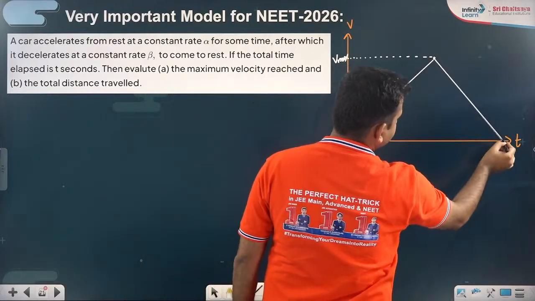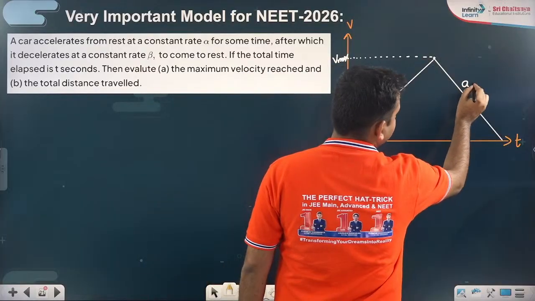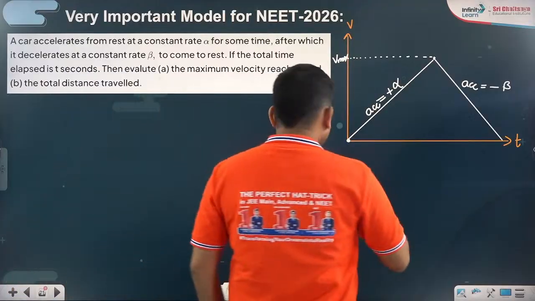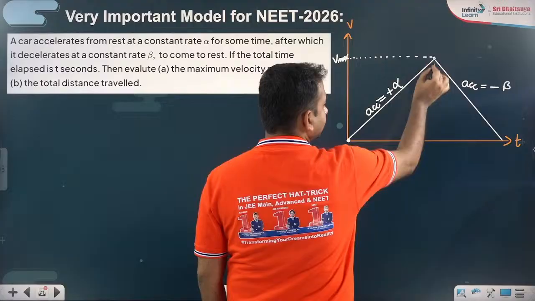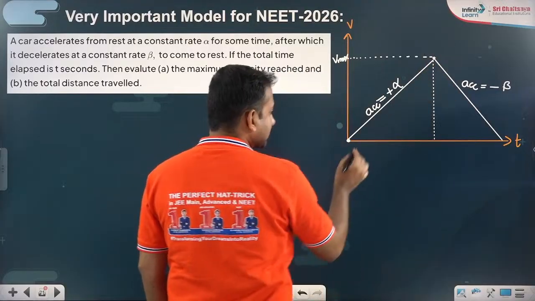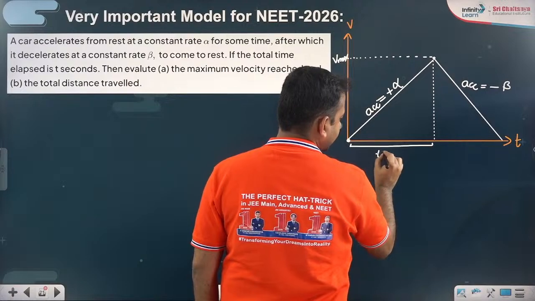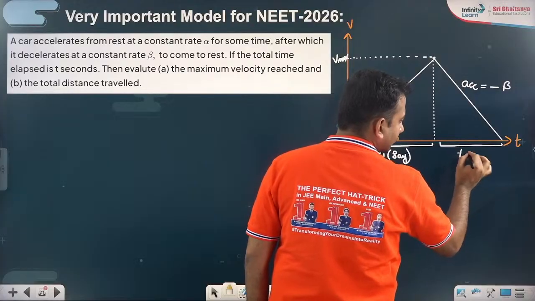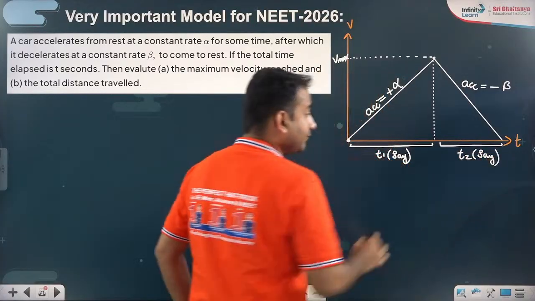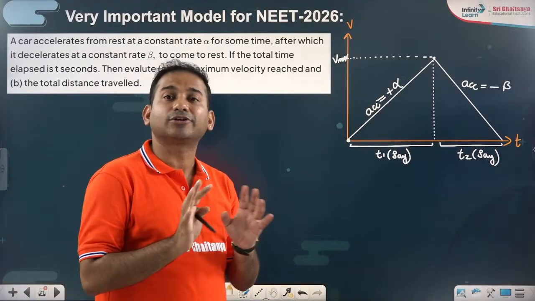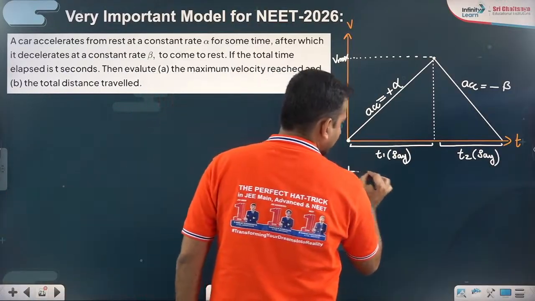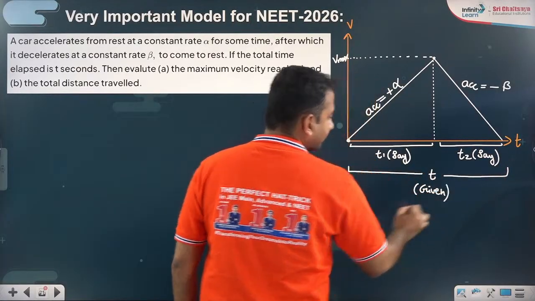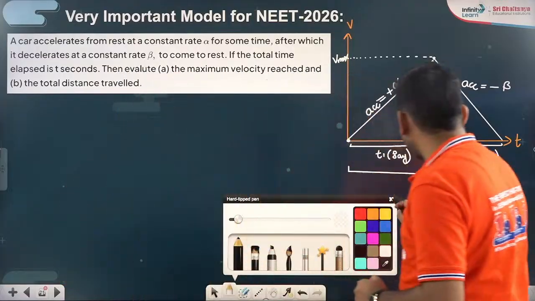And here then it decelerates, so acceleration, or slope, will be minus beta. Suppose the time of acceleration from here to here is T1, and the time of retardation from here to here is T2. T1 and T2, the time for acceleration and time for retardation, were not given to us. And here the total time is T. This is given.